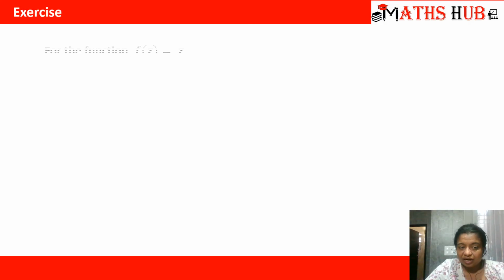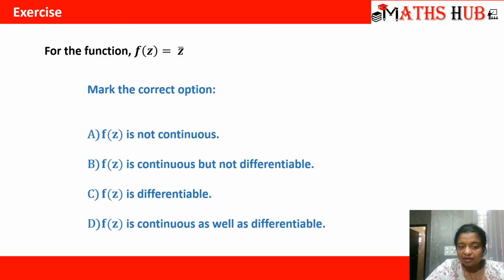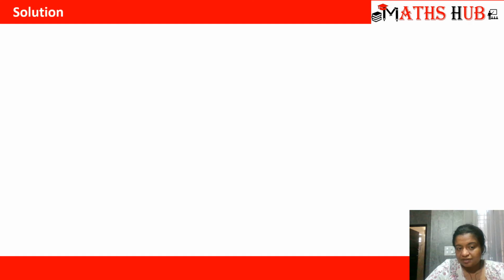So let's check another question. We have to mark the correct options for the function f of z equal to z bar. So let us try this question. Now, what is f of z equal to z bar? z bar means conjugate, so it is x minus iota y.